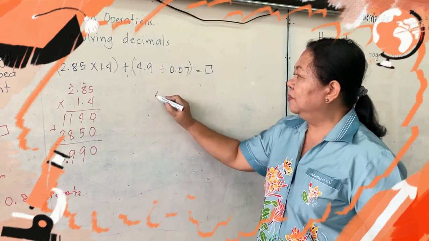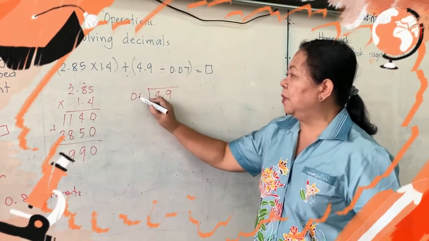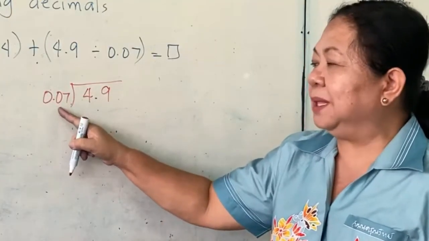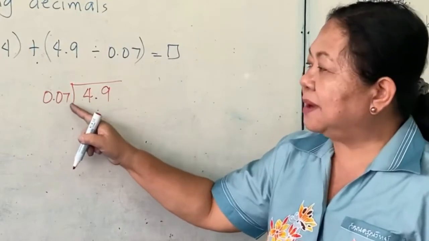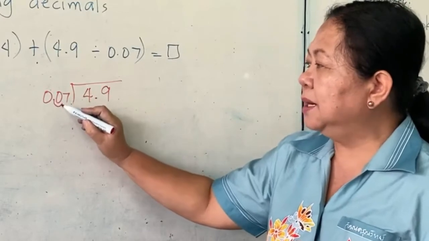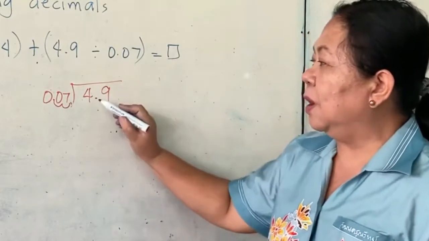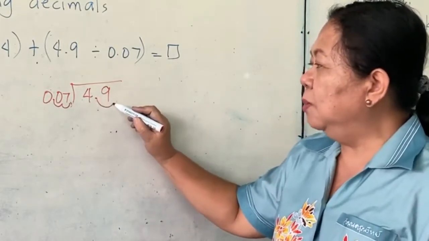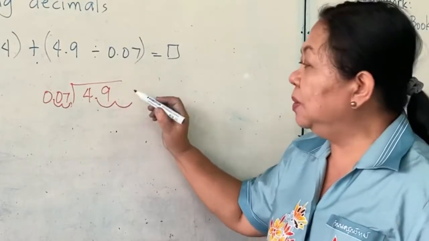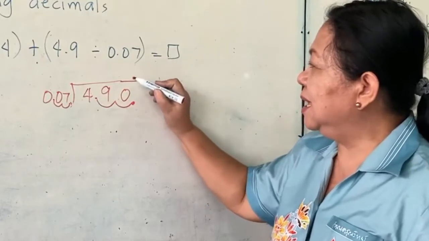Here we have 4.9 divided by 0.07. Again, we cannot divide. We need to move the decimal point first to the right of the first non-zero digit. Here, 1, 2. We move the decimal point 2 times on the divisor. Therefore, on our dividend, we will also move the decimal point 2 times. But you can see there's no number here. So we will write there 0. And our decimal point is here now.